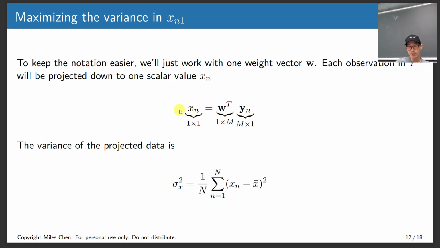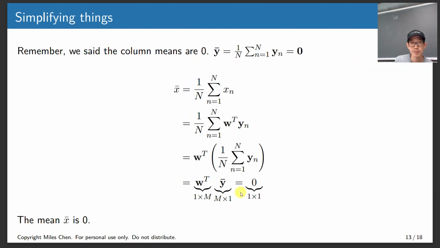And what is the variance of x? We'll just use the definition of the variance here, using 1 over n rather than 1 over n minus 1, but we'll treat it as our population. So we'll do x minus x bar squared, summed up, divided by n. So that's the variance of x. Okay, and we want this to be maximized. One thing to note is that because we centered y and the mean of y is 0, the mean of x, x bar, is also going to be 0, okay?